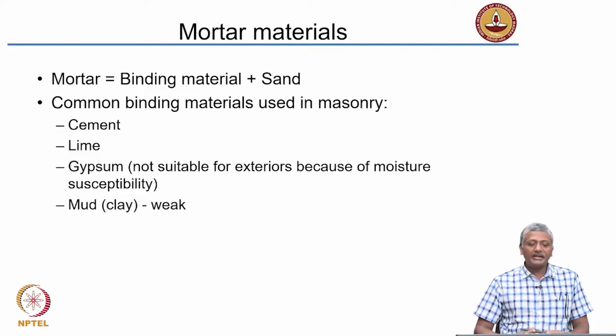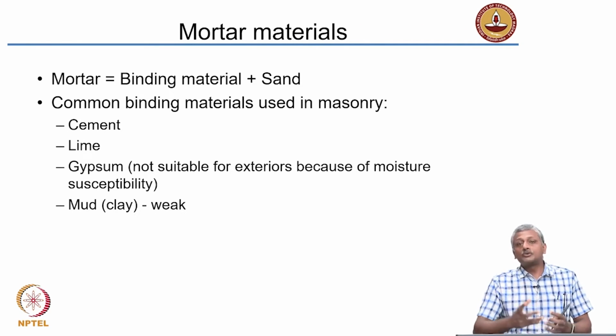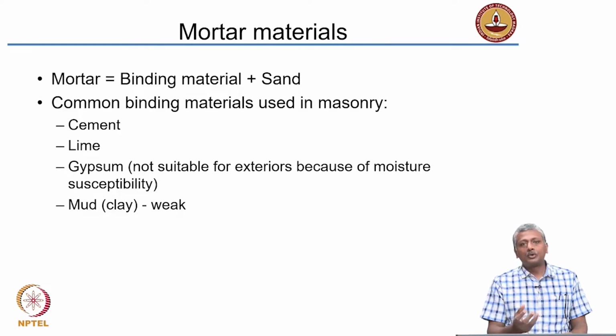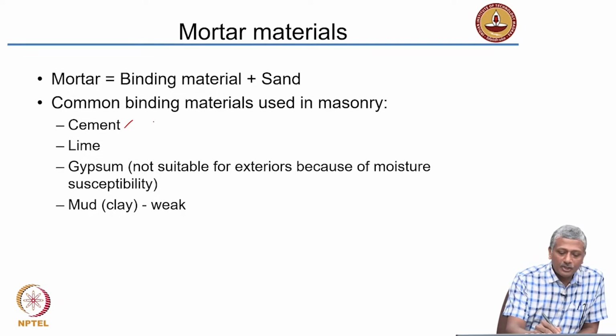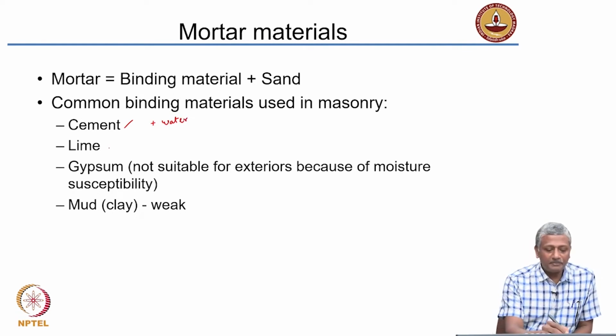Now, what do we mean by binding material? A material that glues the sand particles together is the binding material. Now, if you use glue, that is also a binding material, right? A glue with sand will also be a mortar. But in most cases for construction, the mortar binding material typically consists of cement. Of course, you need to mix with water to make it into a binding material. You have lime, again mixed with water. Then you have gypsum.